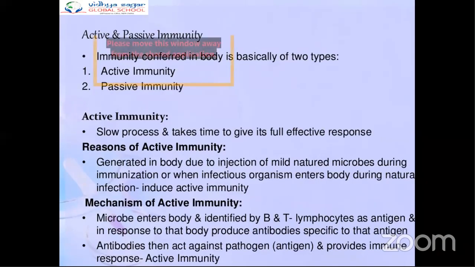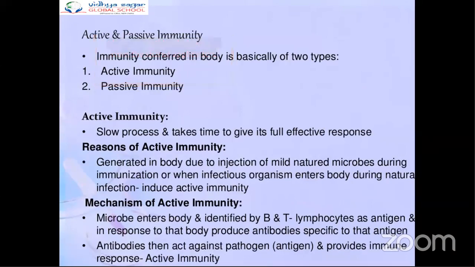Some examples are vaccination, polio, and injecting microbes deliberately during immunization, or an infecting organism entering the body, which induces active immunity. Naturally we are inducing the immunity, but it will take a certain time. The immunization process will take time to produce the immunity against the pathogen.